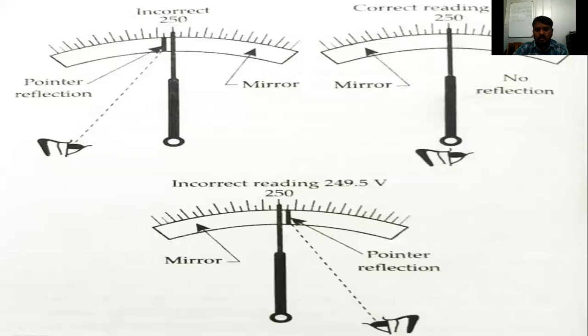We already discussed these in the last class. This is the observational error. When he looks from this side, the mirror will deflect, and the reading appears away, more than it actually is.